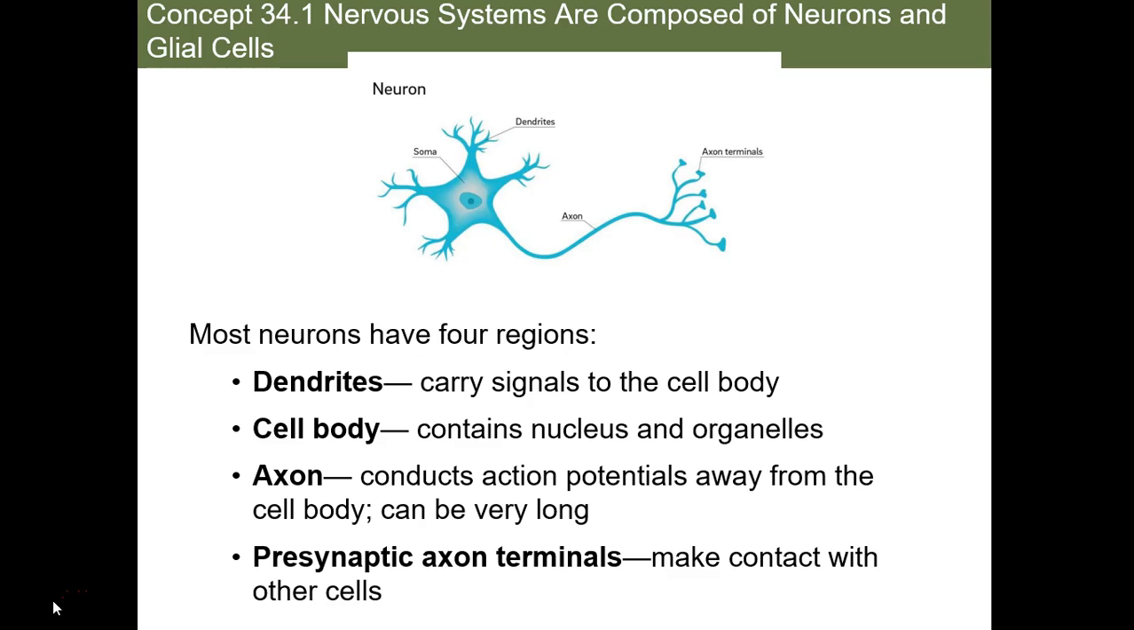Most neurons have four regions. The dendrites, which are root-like structures, carry signals to the cell body. The cell body is a large area of the neuron with the nucleus and organelles. The axon is the long cord-like structure that conducts action potentials away from the cell body. This can be very long depending on the neuron. Presynaptic axon terminals make contact with other cells and will transmit the signal to another neuron.